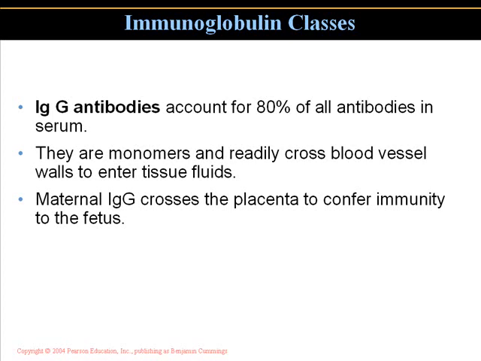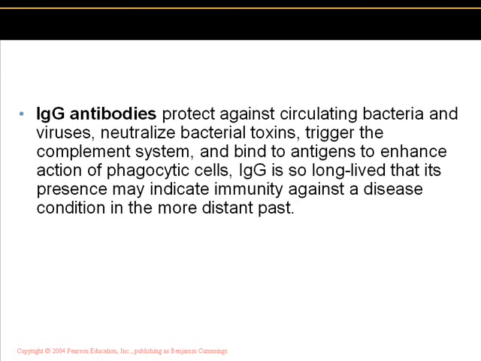Now, is that important? Well, yes, it is, because bacteria cross into blood vessels. Viruses cross not only into blood vessels, but into blood cells. And so it's very important that the antibodies can get to where these foreign invaders are located. Maternal IgG crosses the placenta and can confer immunity to the fetus. So IgG antibodies, the most common antibody, the most prevalent one that we see in our system.